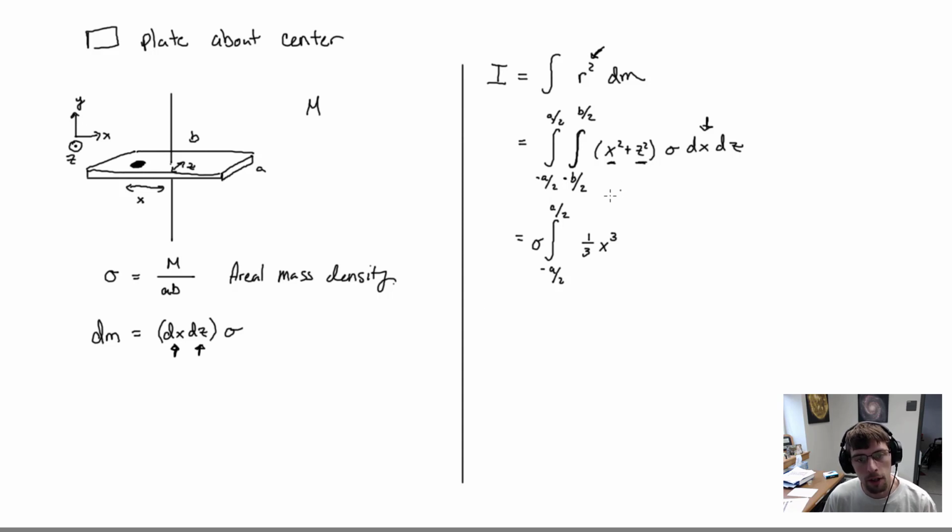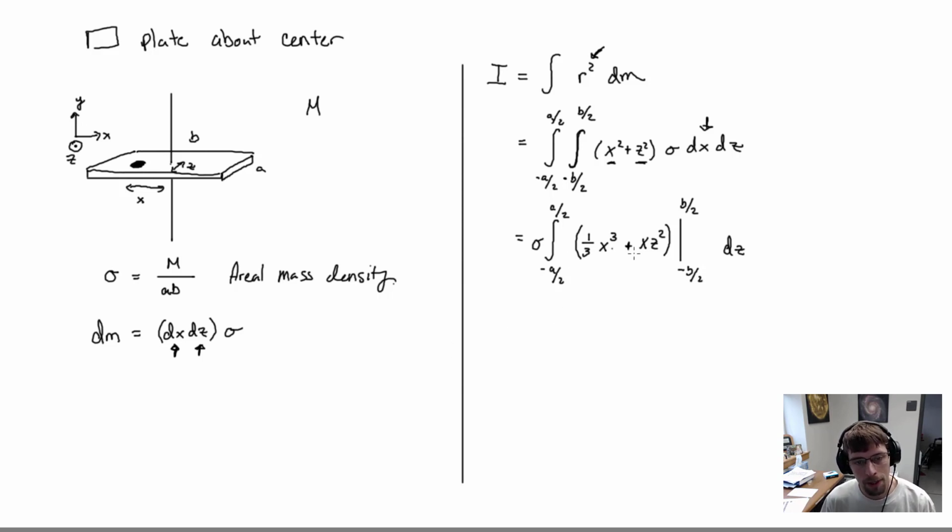And the derivative of what will give me just plain old z squared? Well, that would just be x times z squared. There we go. And of course, we need to evaluate this at negative b over 2 to b over 2. And once we do that, then we do dz.